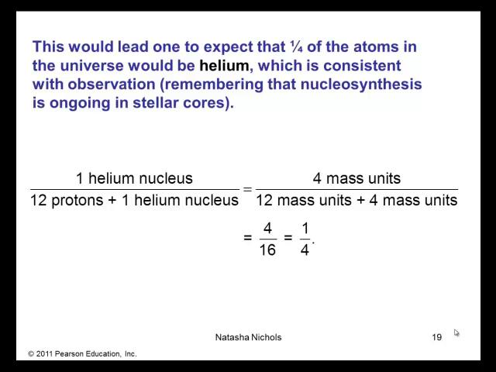Now, this helium fusion process would lead one to expect that 1/4 of the atoms in the universe would be helium, which is consistent with observation, keeping in mind that nucleosynthesis is ongoing in stellar cores, so those numbers are slightly different. Now, you might wonder why fusion did not continue in the early universe to create heavier and heavier elements, just as it does in the cores of stars. But that did not happen.